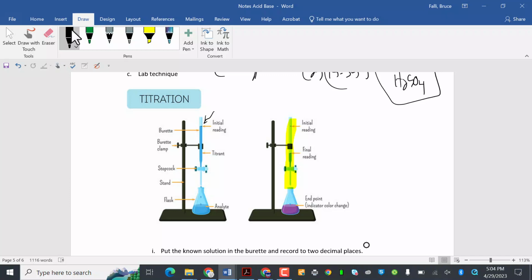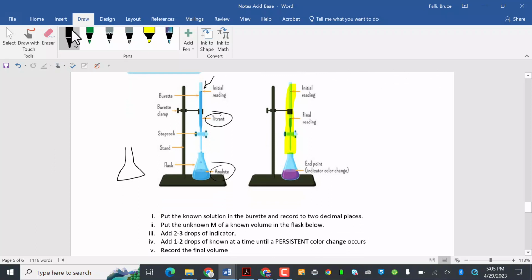And I have a flask. Remember, flasks have slanty sides. We are not going to quiz you on which one's the titrant and which one's the analyte. Titrant does the titration, but you don't need to worry about that. So how do we do it? We put the known solution in the burette and record to 2 decimal places. If I'm looking up here, this might be like 1.22 milliliters. Put the unknown molarity of a known volume in the flask below. So I would intentionally put in here exactly 10.00 milliliters of question mark molarity acid.